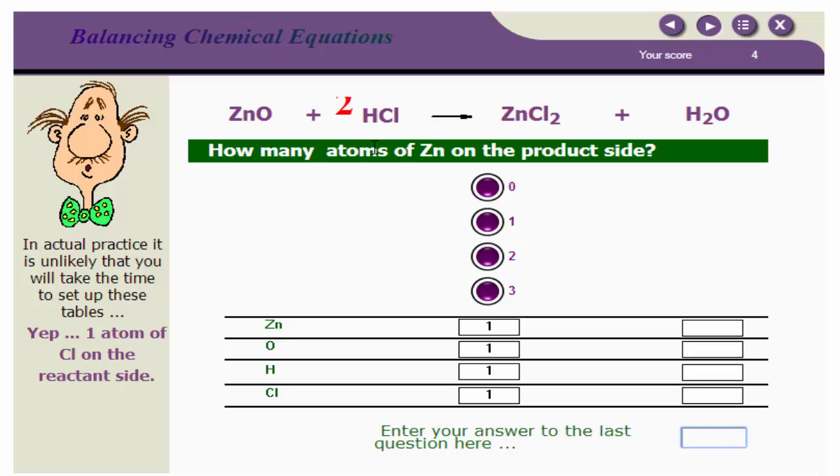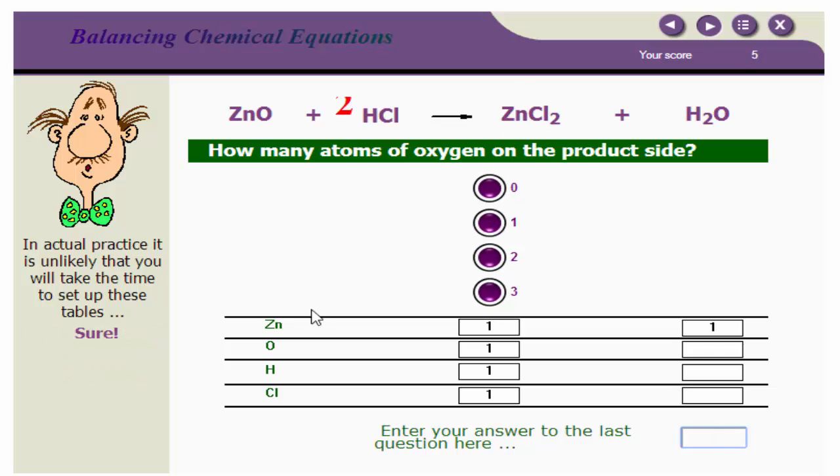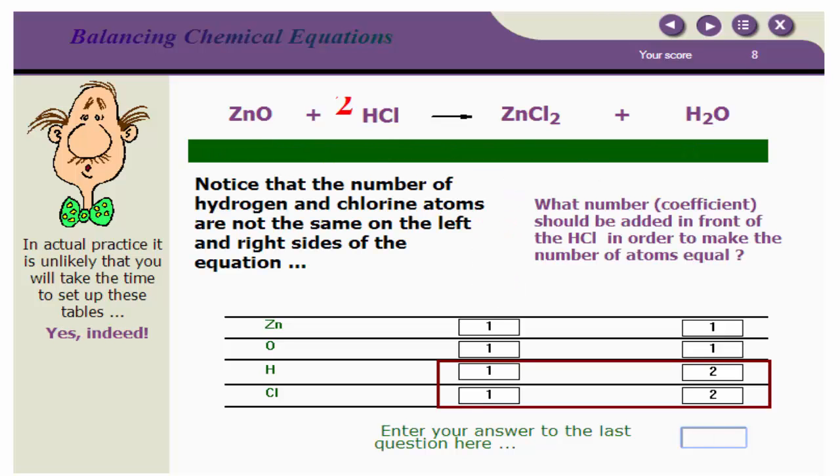How many atoms of zinc on the product side? I see 1. Yes. How many oxygen atoms on the product side? I see 1. Yes. How many chlorine atoms? 2. Yes. How many hydrogen atoms? 2. Yes. So notice that the number of hydrogen atoms and chlorine atoms are not the same on the left and right sides of the equation. 1 on the reactant side, 2 on the product side.